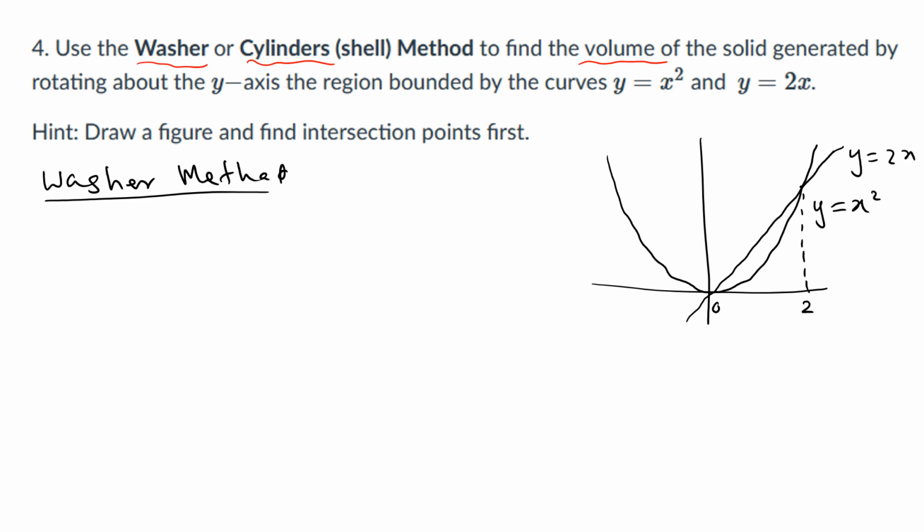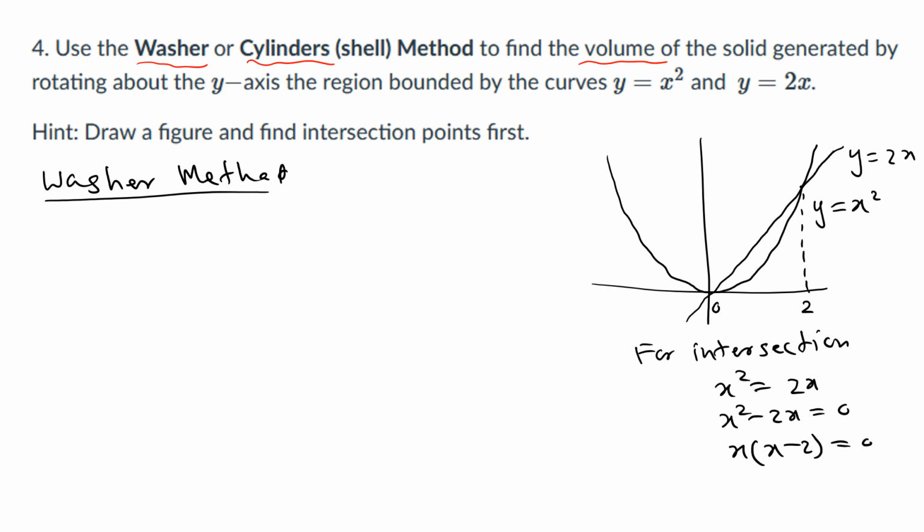And if you do not get that, for intersection points, we're going to set the two equal. So x squared equals 2x. If you bring it to one side, it's x times (x minus 2), and you can see that x equals 0 or x equals 2. So those are the intersection points. 0 is already there, the other one is 2.